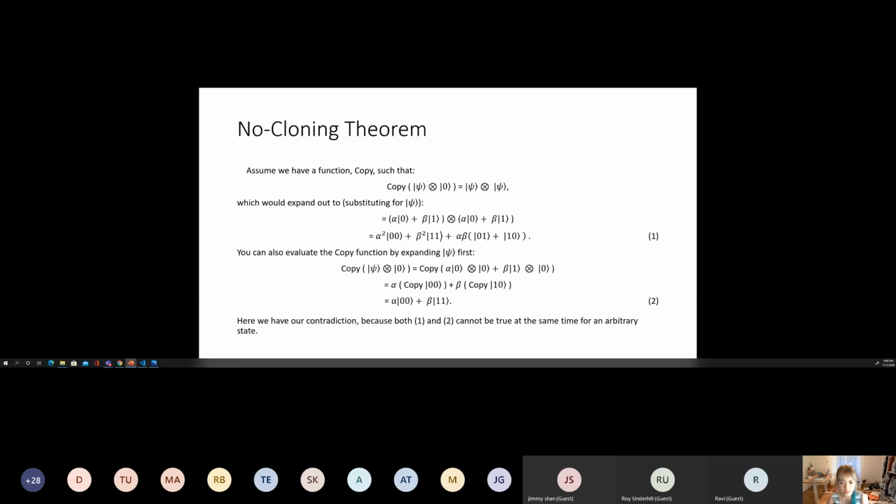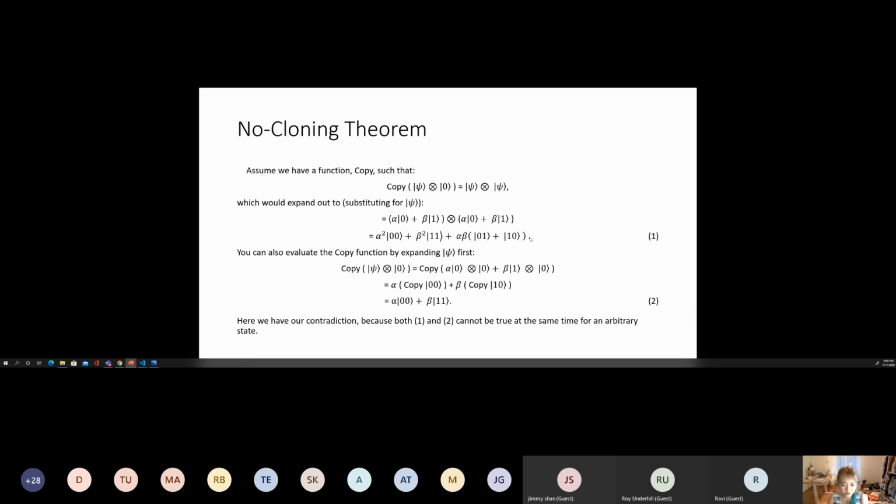It looks simple, the math is just very straightforward, but it is a fundamental rule in quantum computing, or in quantum mechanics, because we know any arbitrary state in quantum computing can be written in this way. Because our states are linear, if you want to make a copy, you will get nonlinear results, and that's not possible.